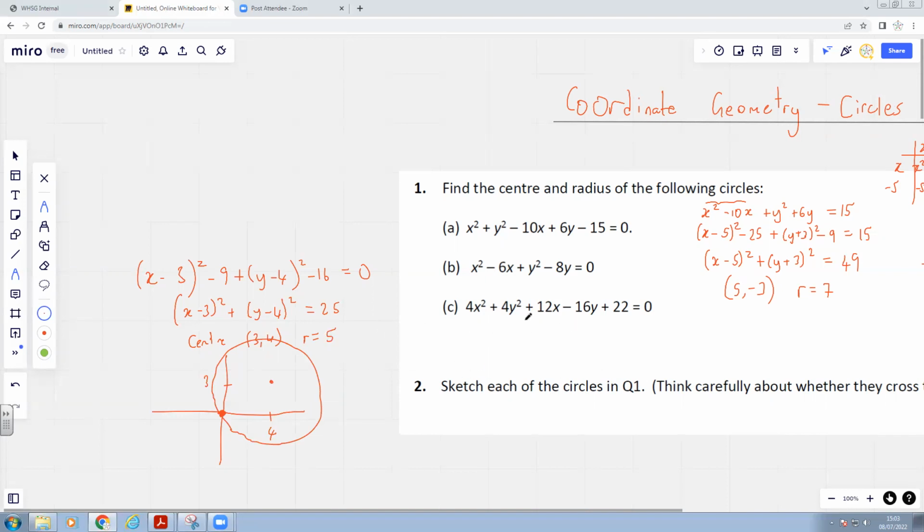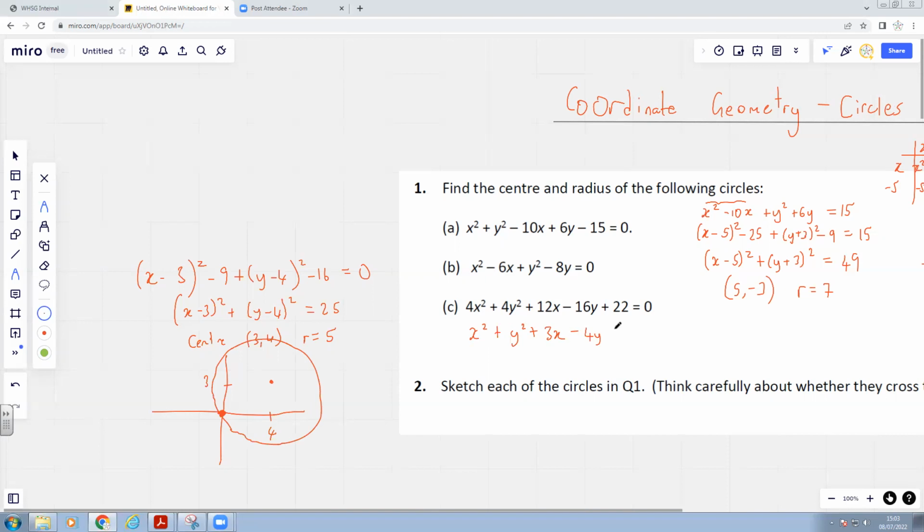Now for the last one, probably the hardest one because it's got these pesky 4s on the x squared and the y squared. Different approaches exist here. I'm going to divide everything by 4 because I'm a coward. I've always been a coward. It's just the way I am. Minus 4y, 22 divided by 4. Almost wish I hadn't done it now.